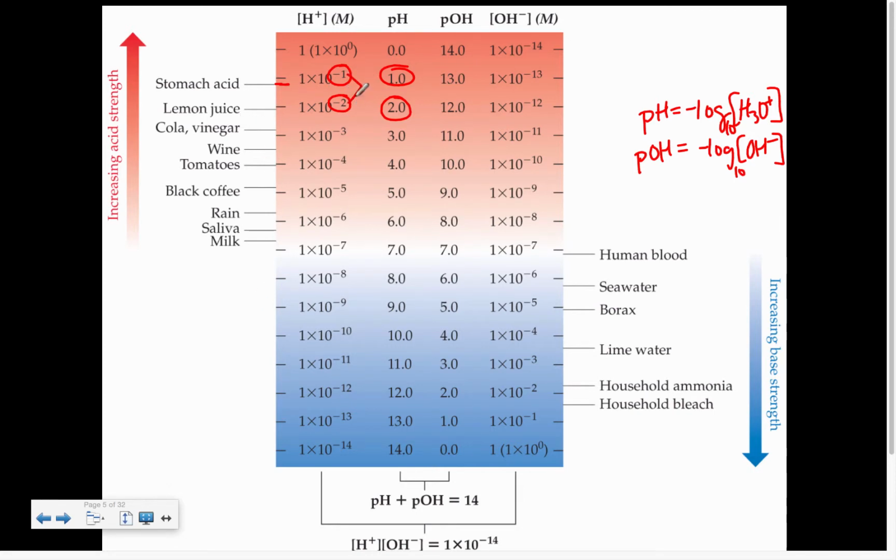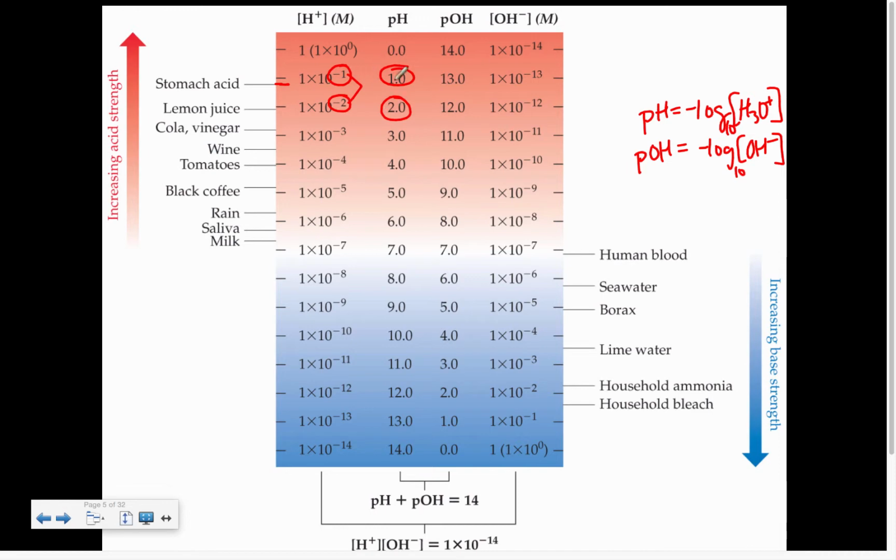We would have to dilute this 1 to 10. We would have to take lemon juice, no, sorry, wrong direction. We'd have to take stomach acid and basically take 10 mL and dilute it to 100 mL to get the same concentration as lemon juice. Does that make sense? Tenfold difference in concentration. Okay.